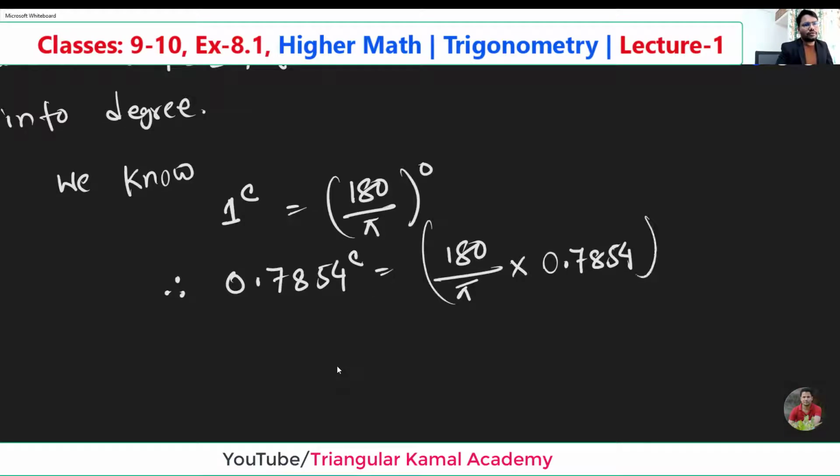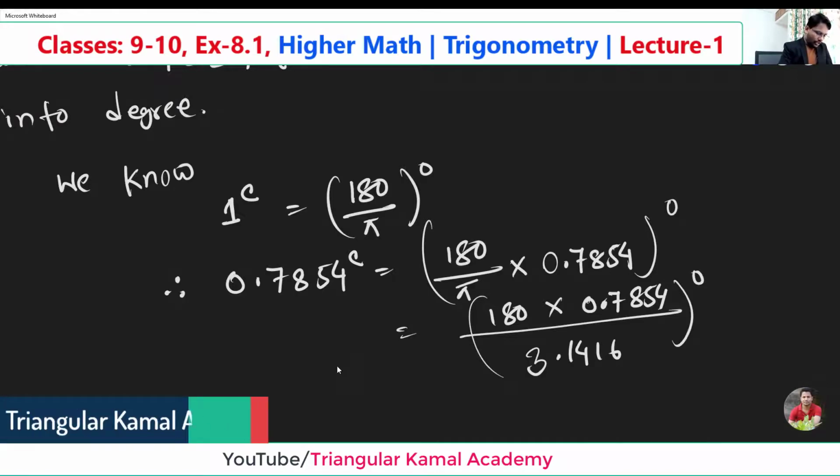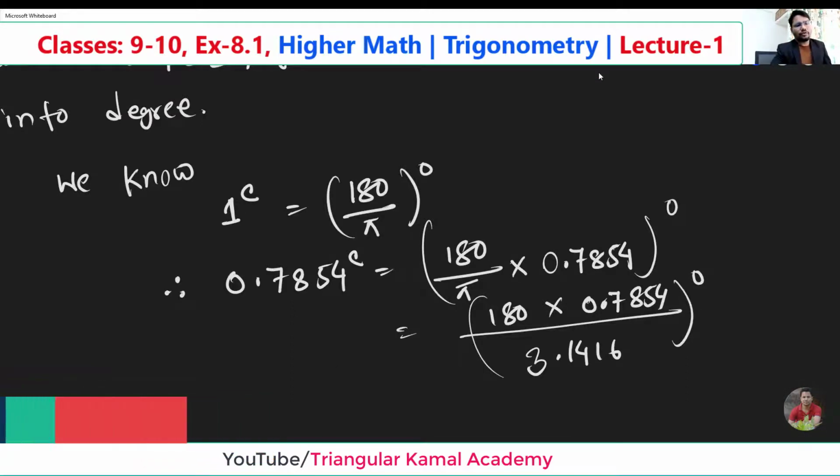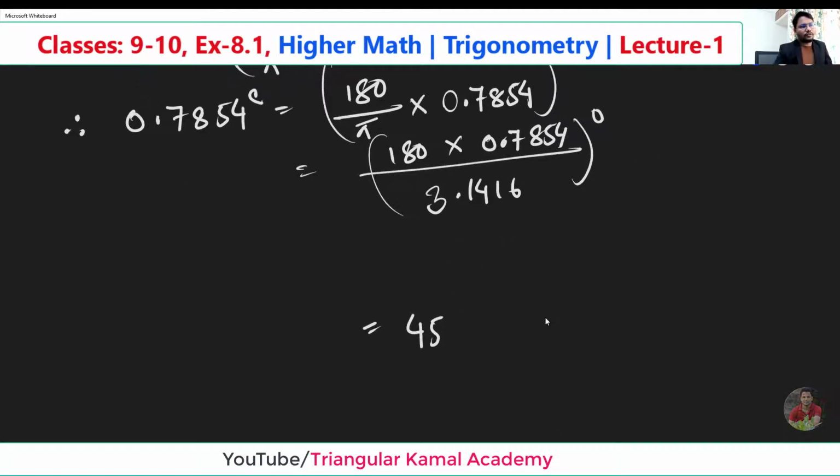This is now degrees. Put the value of pi, 3.1416, multiply with the 180 and 0.7854, and together this is the degree. So using a calculator, after doing the result, this is divided by 3.1416, and finally you will get on the calculator 45 degrees. So now in both cases we can prove this.